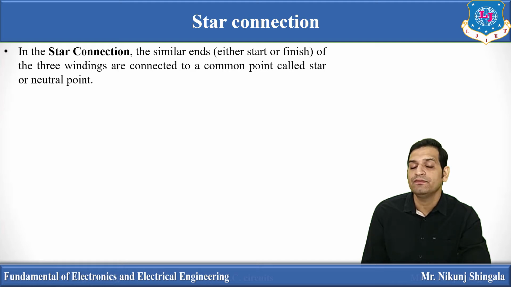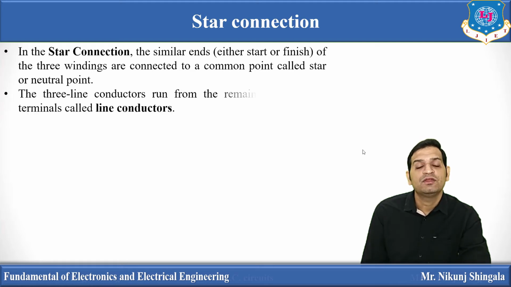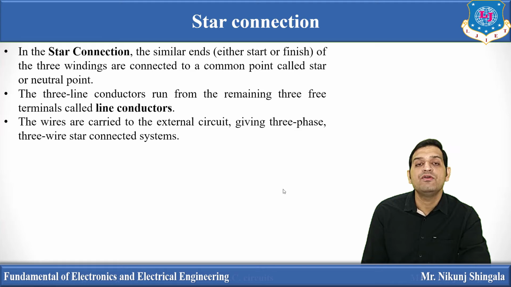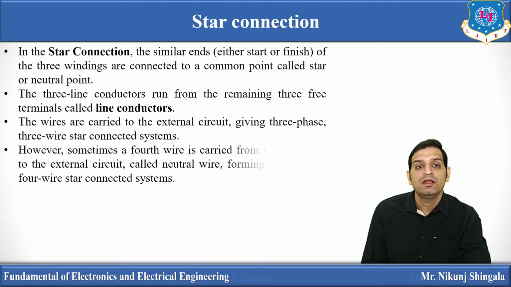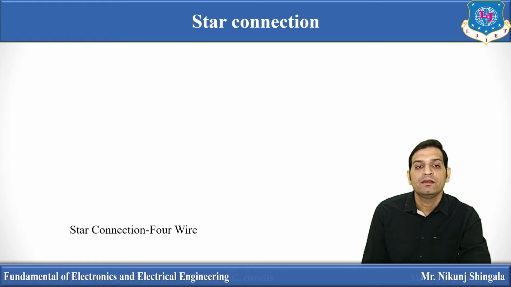It may be the start end or the finish end. The three conductors running from the remaining free ends are known as the line conductors. The wires are carried out to the external circuit, giving the three-phase, three-wire star connected system. But sometimes a fourth wire is also connected to the neutral point, which is known as the neutral wire. So we will have a three-phase, three-wire star connected system, and also a three-phase, four-wire star connected system.